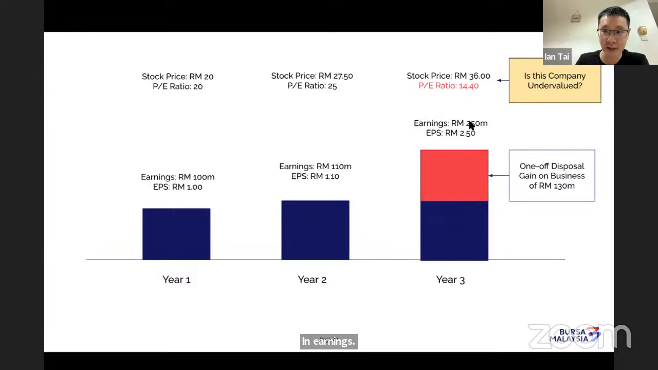This plus this, it has reported 250 million in earnings. Earnings per share is 2 ringgit and 50 cents, and right now the stock price is 36. So if we take 36 and divide by 2.50, your PE ratio is now 14.4. So 14.4 is lower than 25, it's lower than 20. So now, the question is, is this company undervalued? Type in the chat box if you think that a PE ratio of 14.4 is undervalued. If you think so, type in yes. If you don't believe that this is undervalued, type in no. Let me know.